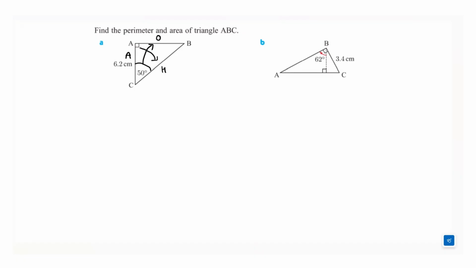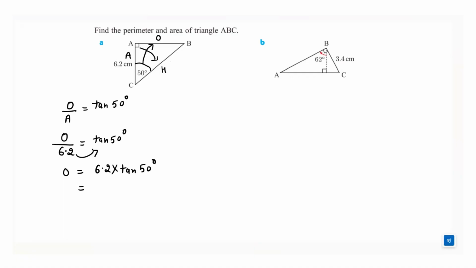First of all, I'll try to find out what is the value for O. So O over A is equals to tan 50 degree. Now the value of O we don't know, but the value of A we know. We'll put it there, is equals to tan 50 degree. Now after this, we need to find out what is the value for O. So for that, we will just write here, O is equals to 6.2 will go to the other side, and then we'll write here 6.2 into tan 50 degree.